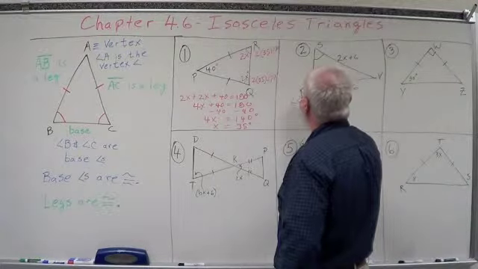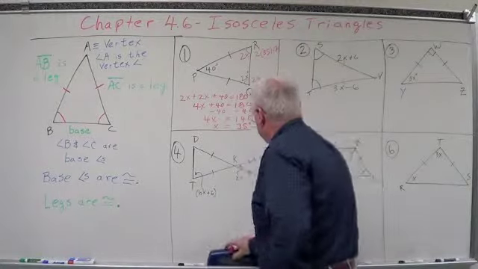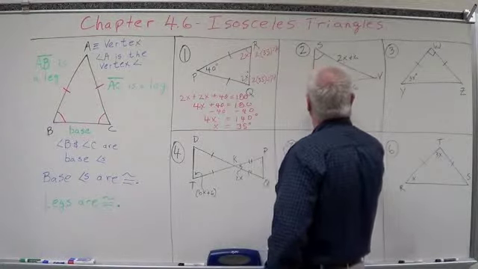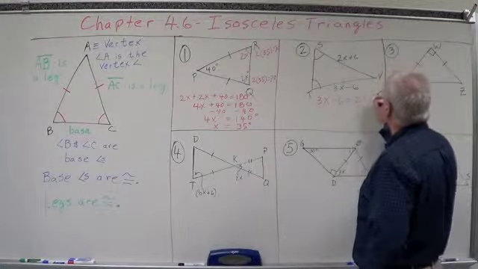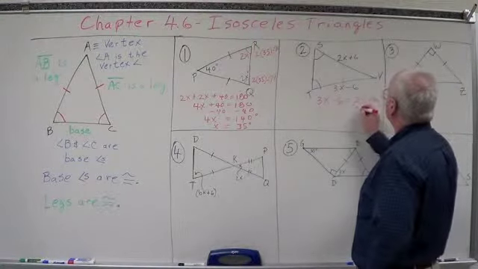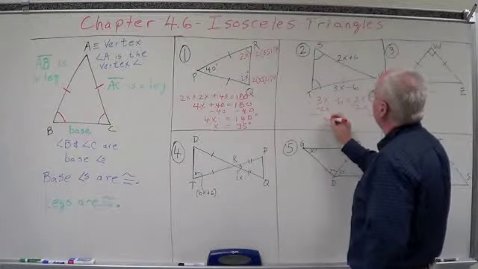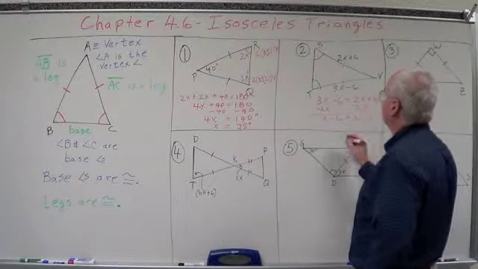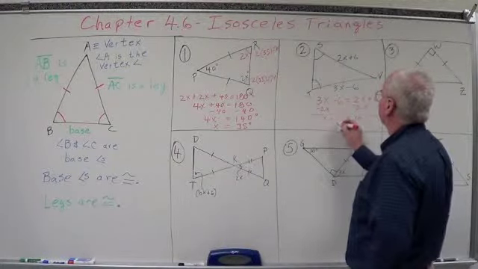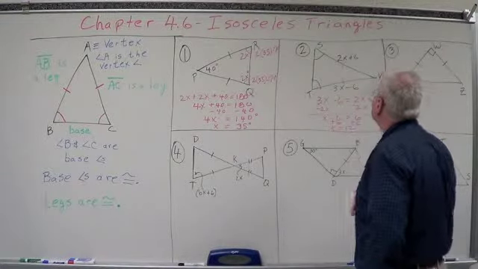Let's do this another way. Let's look at 3x minus 6 equals 2x plus 6. So minus 2x, x minus 6 equals 6. Add 6 plus 6, x equals 12.